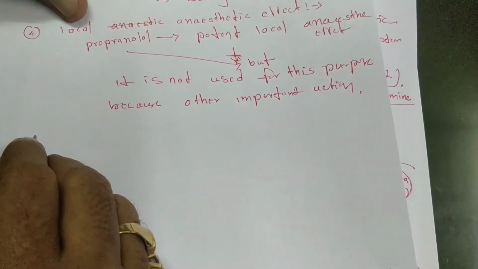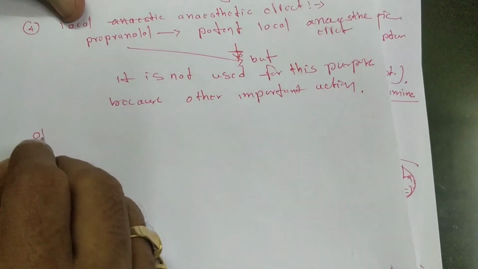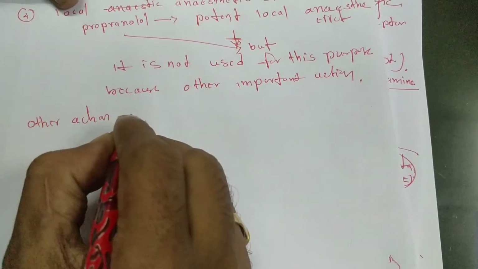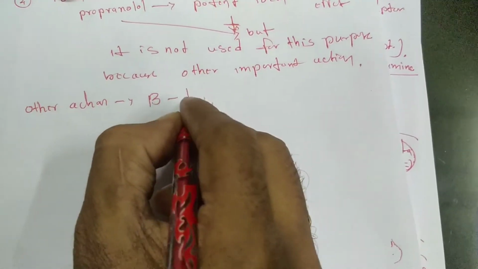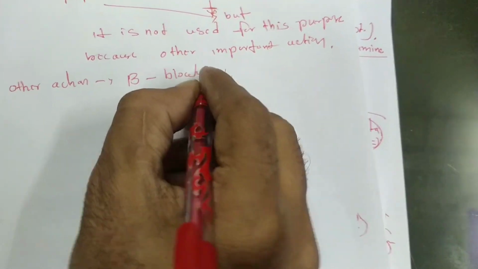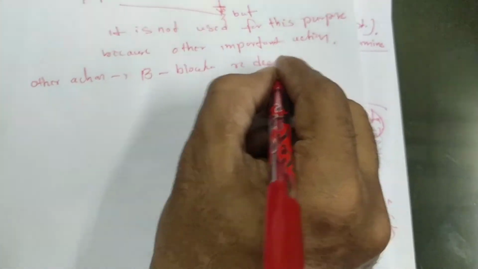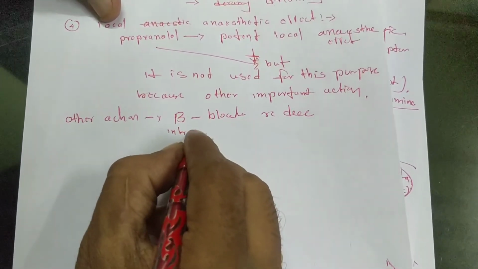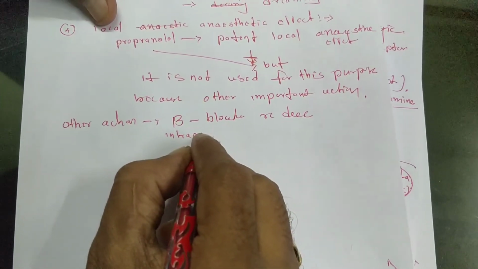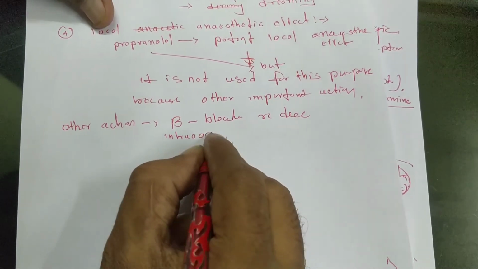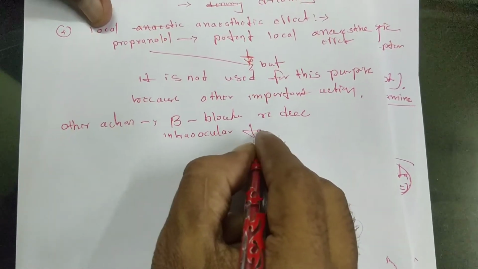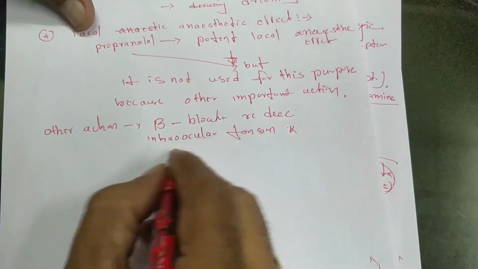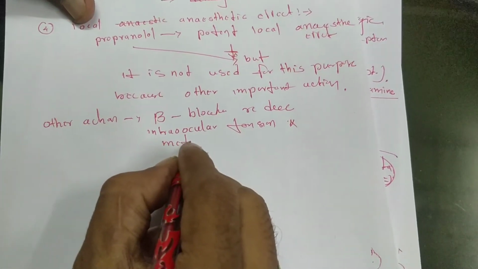Next, other actions of propranolol. Beta blockers reduce intraocular tension and reduce the metabolic effect.